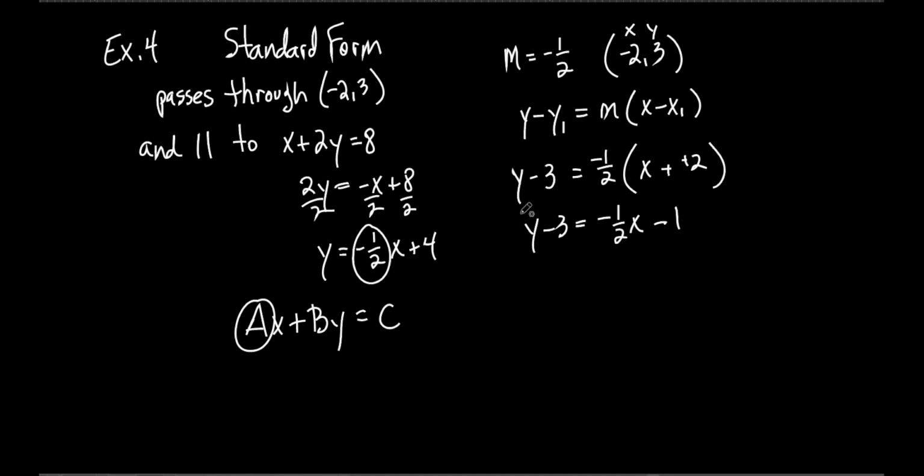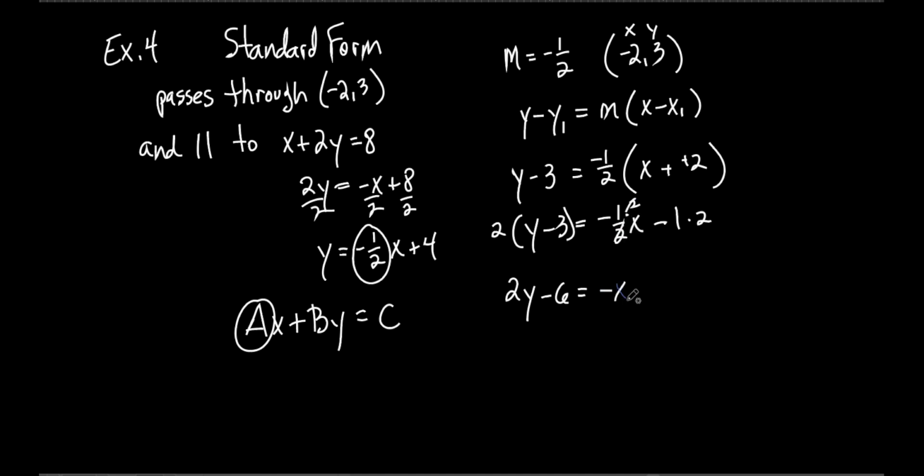Multiply everything by 2. If you wanted, you could multiply by negative 2, but let's just multiply by 2. Multiply that by 2, multiply that by 2. That way, this 2 will cancel out that 2. I don't have any fractions. All right? So what do we got? 2y minus 6 equals, what's this going to be?